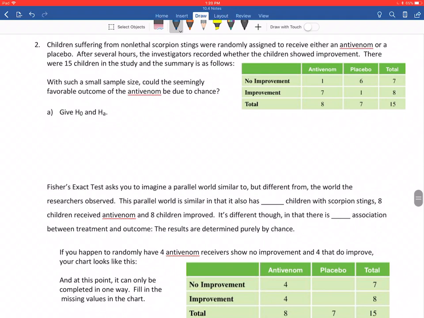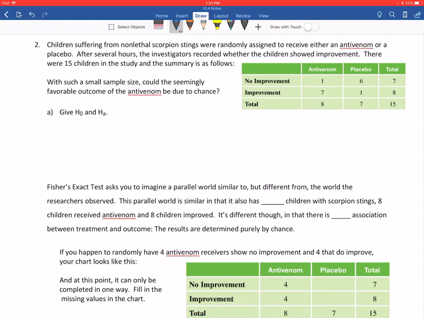Let's revisit the idea, from maybe the very first week, of children suffering from non-lethal scorpion stings. So kids got stung by a scorpion, but it wasn't so severe that they were going to die from it. These kids were randomly assigned to receive either an antivenom or a placebo, and after several hours, the investigators recorded whether the children showed some kind of improvement. There were 15 children in the study, and the summary is as follows. This is a very small sample size. 15 is very small overall.